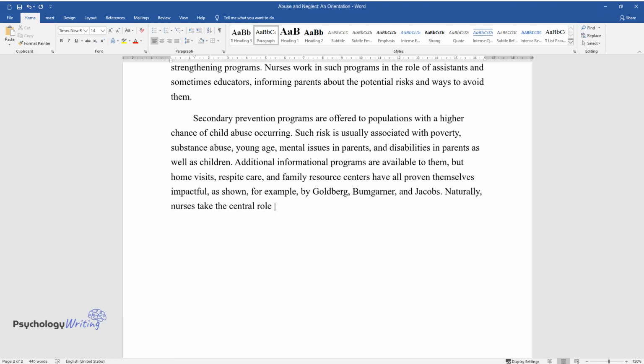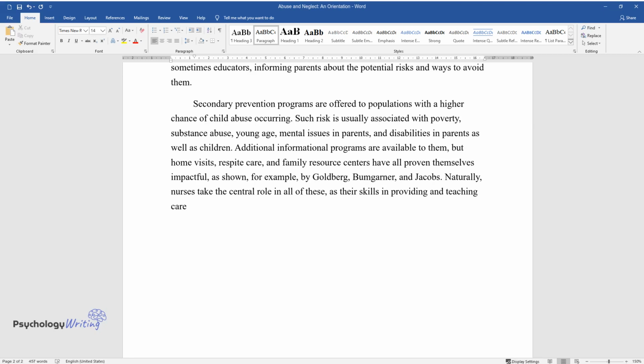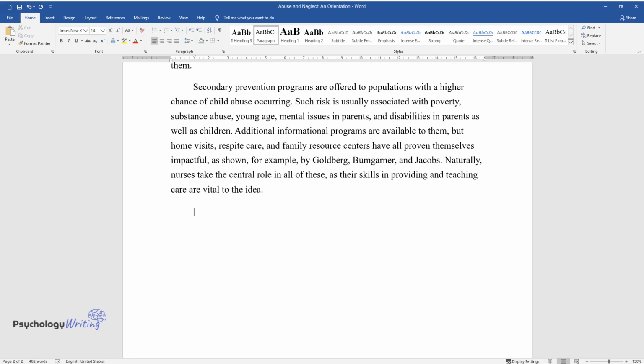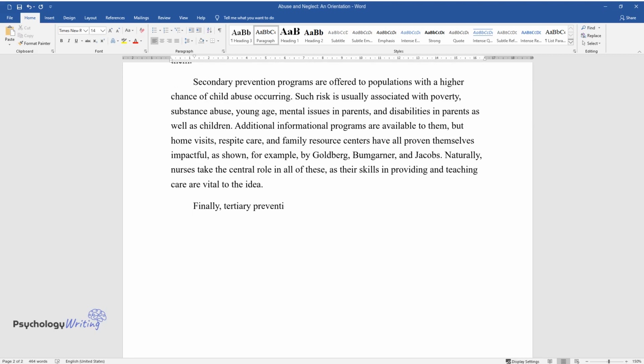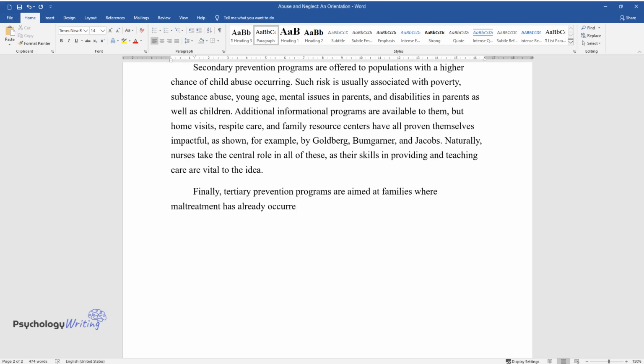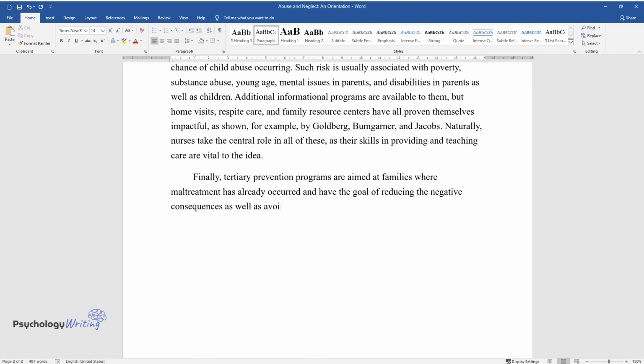Naturally, nurses take the central role in all of these, as their skills in providing and teaching care are vital to the idea. Finally, tertiary prevention programs are aimed at families where maltreatment has already occurred and have the goal of reducing the negative consequences as well as avoiding recurrence.